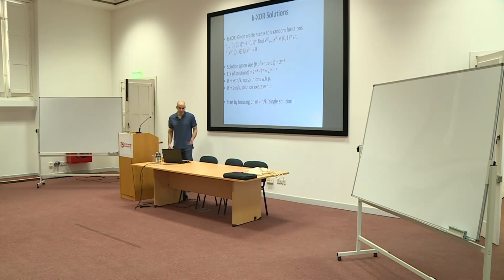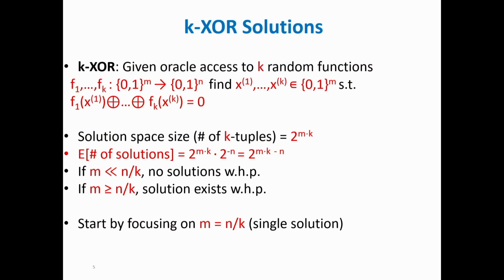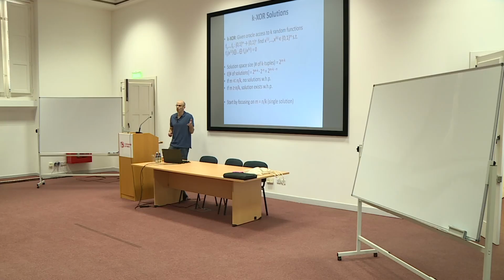OK, so we'll start by focusing on the specific setting of m equals n over k, in which case the expected number of solutions is exactly 1. So there is, on average, 1 solution. And like I said, with high probability, there actually is a solution.